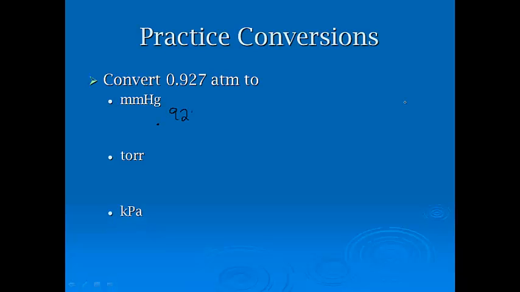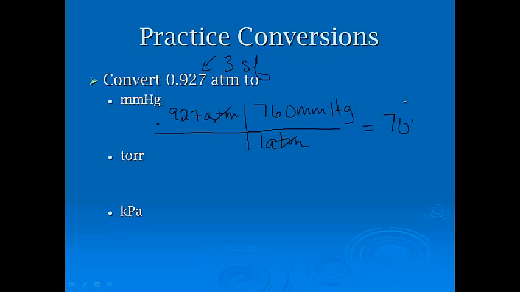If we have 0.927 atms, all right, we're going to put the 1 atm on the bottom, 760 millimeters of mercury on the top. Okay, and here's the thing, always use your data. There's 3 sig figs. We don't use conversion factors to limit sig figs. So our answer here should be 705 millimeters of mercury.